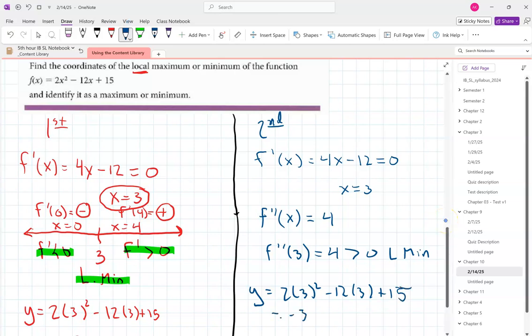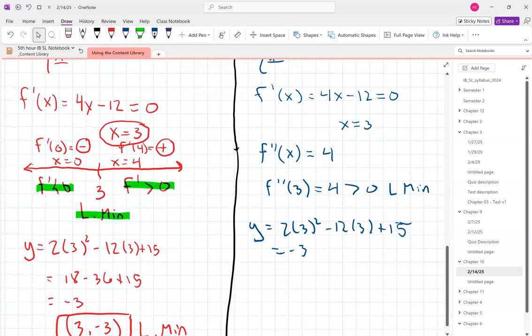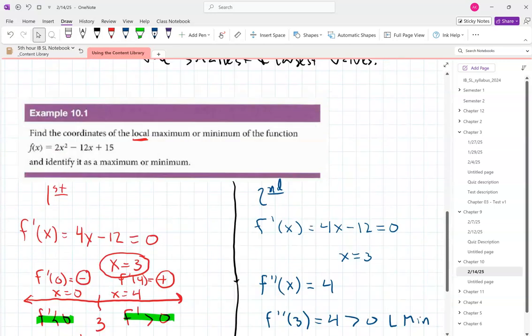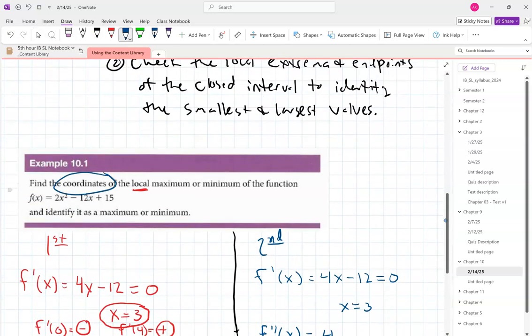And again, I get negative 3. So I would be done. 3, negative 3 is a local minimum. So when it's a local minimum, we just plug it in. Well, the problem asks to find the coordinates, so it wants the x and y.